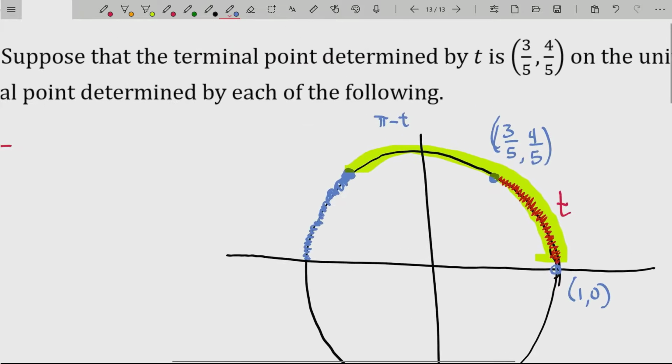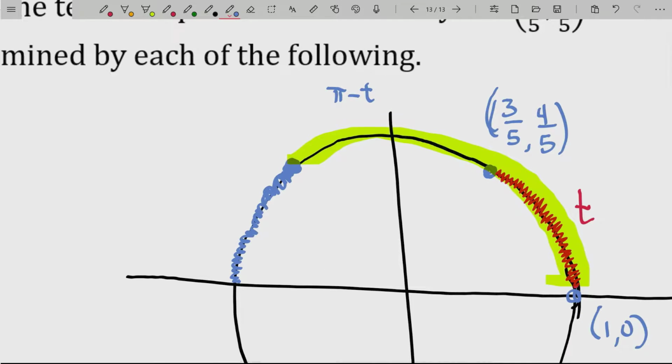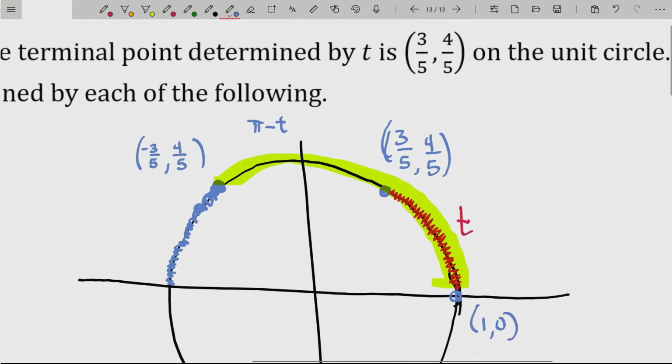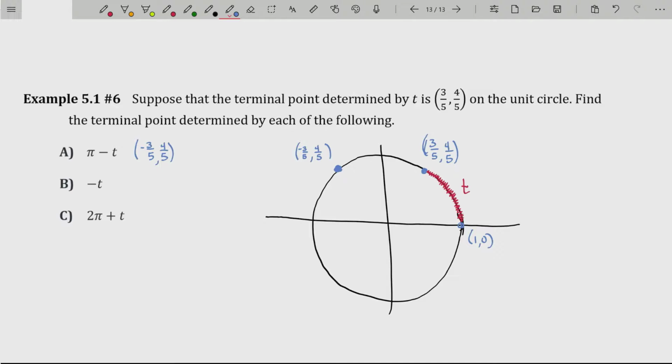But due to symmetry, you can see it very easily here. Due to symmetry, the y values are the same height, 4/5. The x values, they're equal and opposite of each other. So the x value on the right is 3/5, so the x value here is a negative 3/5. They have the same reference number, and so their ratios are the same. That is going to be a theorem we're going to state later, but it is true here. So that's how you could do that problem. Very nice problem. Well, what about negative t?